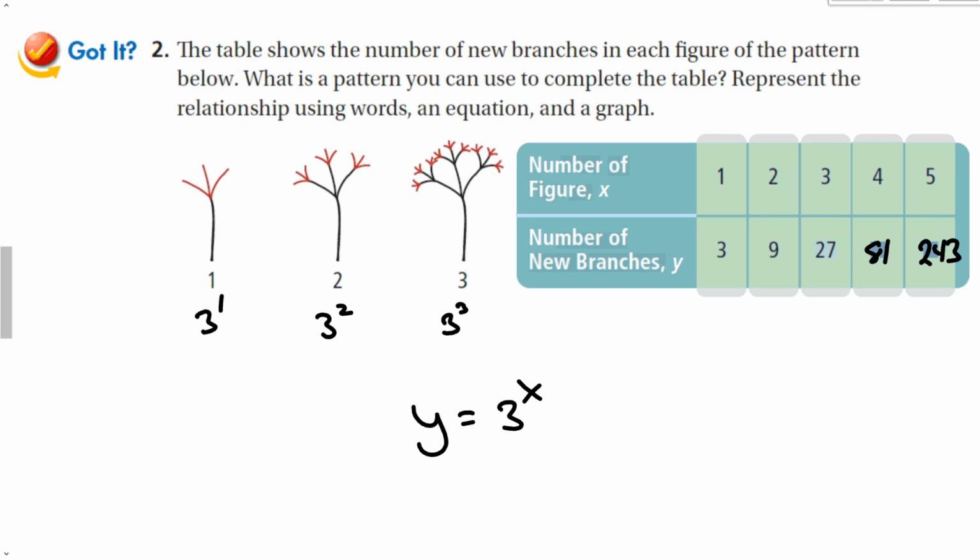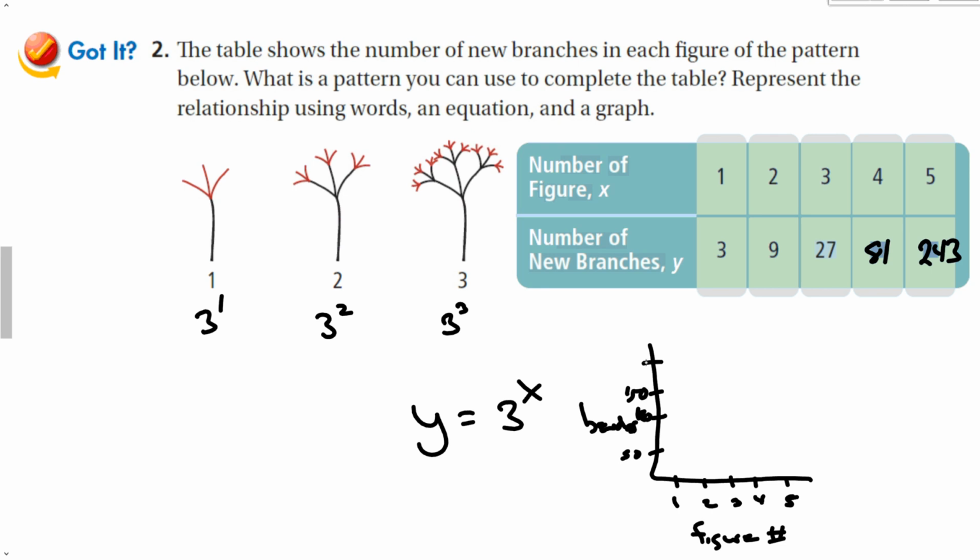And if I wanted to graph this, my graph again is going to get really big really fast. So 1, 2, 3, 4, 5. Oh, sorry, this is going to be the figure number. And then this would be branches. Okay, and let's call it 50 again. 100, 150, 200. Okay, and one figure has three branches, very little. Nine, very little. 27, about halfway. 81, almost to 100, and 243. Suddenly, we are going up very fast. Ooh, little hitch there in the graph, but it's okay.